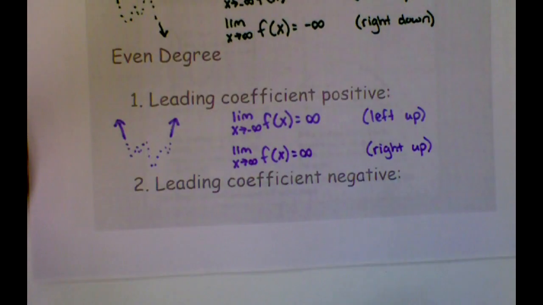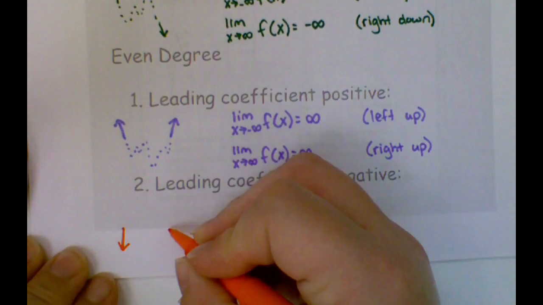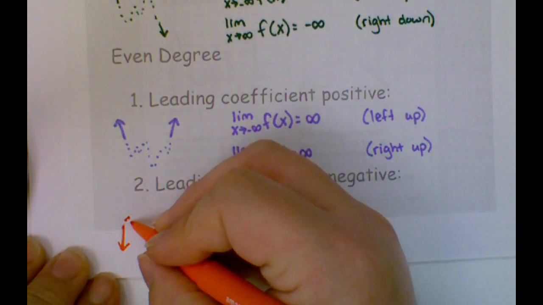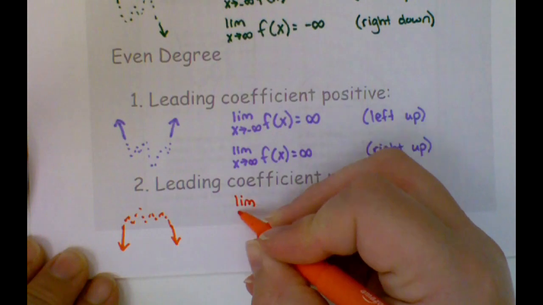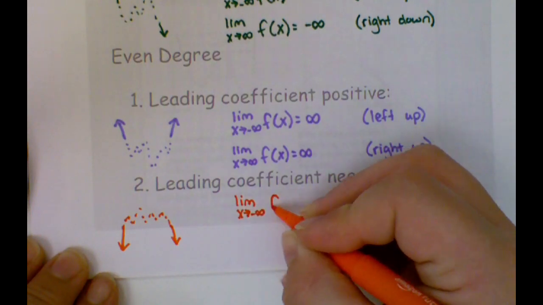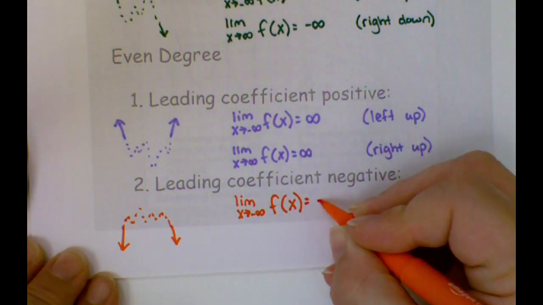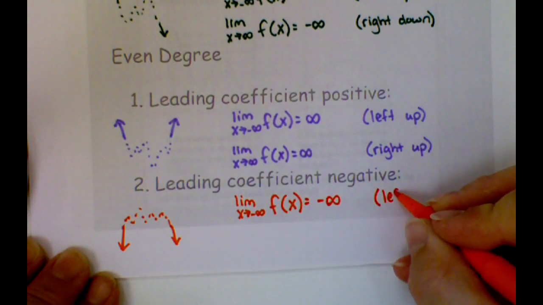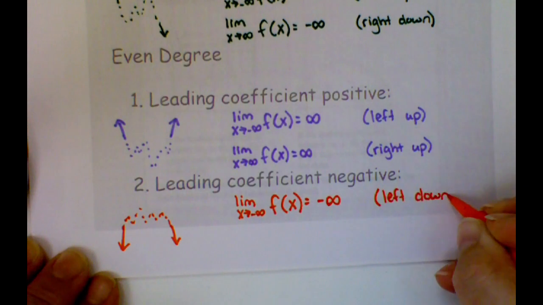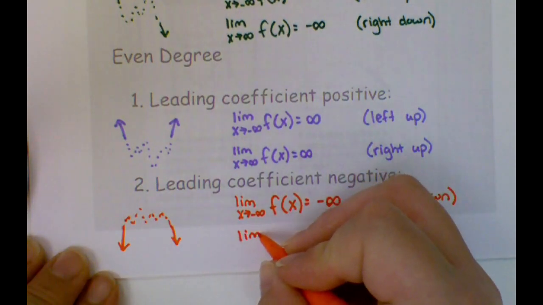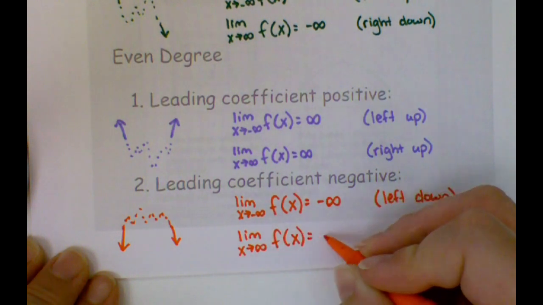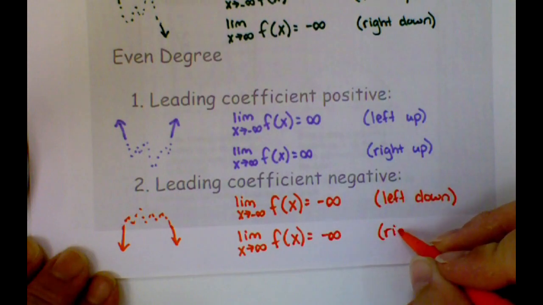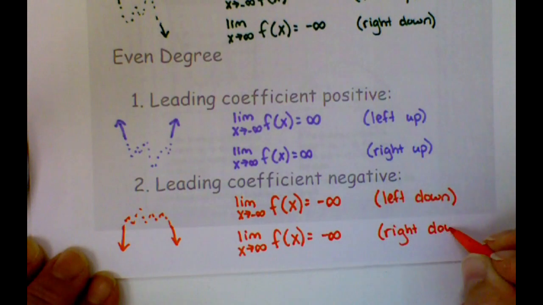And finally, if we have an even degree and the leading coefficient is negative, we're going to flip that last graph over. Both sides will go down. In the middle, I don't know what we're doing. So we say the limit as x approaches negative infinity of f of x equals negative infinity because the left side goes down. And we say the limit as x approaches positive infinity of f of x equals negative infinity. That means the right side goes down.